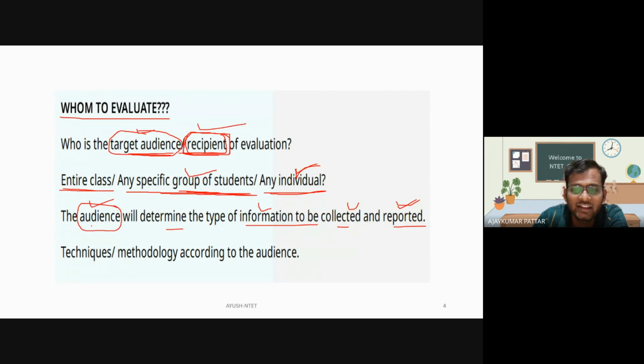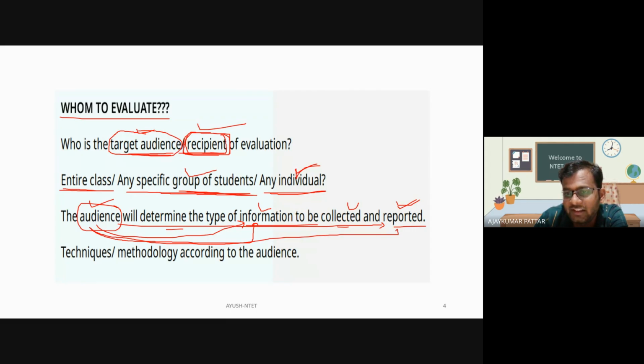If school children are there, the information related to school children is different. If adult students or adult learners are there, the information is different. So the reporting is also different. For school children, we will give their evaluation reports to their parents. But for adult learners in higher education, we will provide the report to the student only. That is the concept.